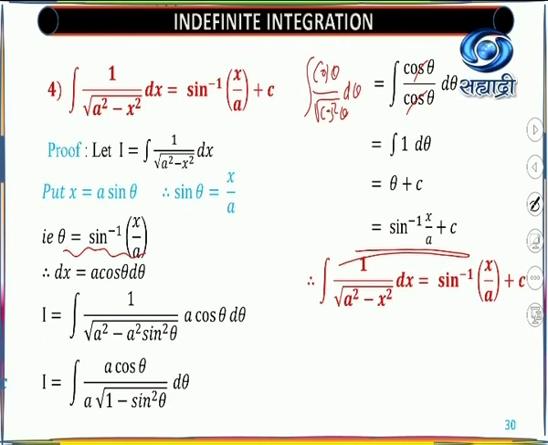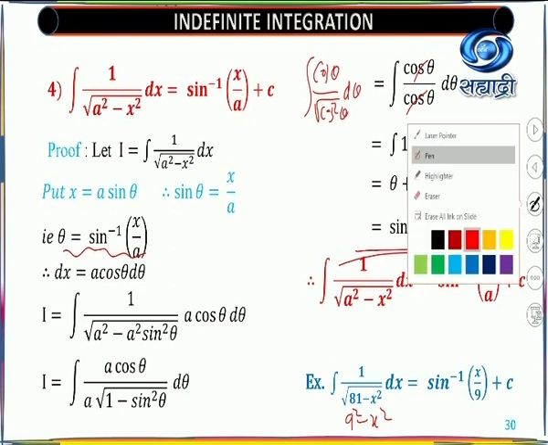In short, we'll take one example: integral 1 upon root of 81 minus x square dx is nothing but 9 square minus x square. So you will get sine inverse x by a, that is x upon 9, plus constant of integration. This is if I substitute x equal to a sine theta. What if I substitute x equal to a cos theta? So we'll start with that.